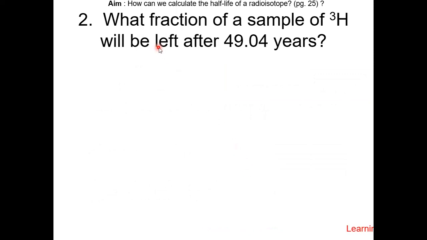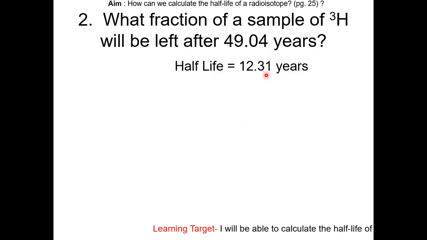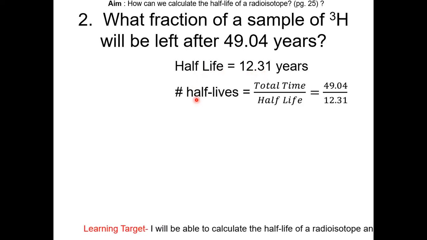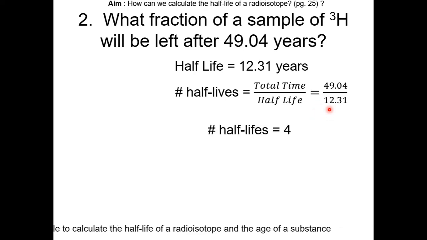Question 2. What fraction of the sample H-3 will be left after 49.04 years? The first step is to look up the half-life of H-3 on Table N of your reference table. It is 12.31 years. The next step is to plug into the equation. Number of half-lives is equal to total time over half-life. So 49.04 over 12.31 is 4. That's the number of half-lives.